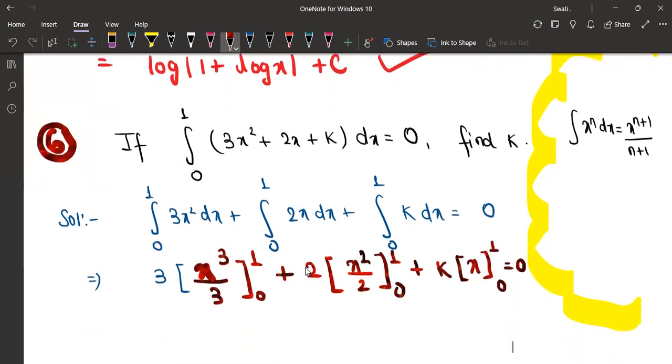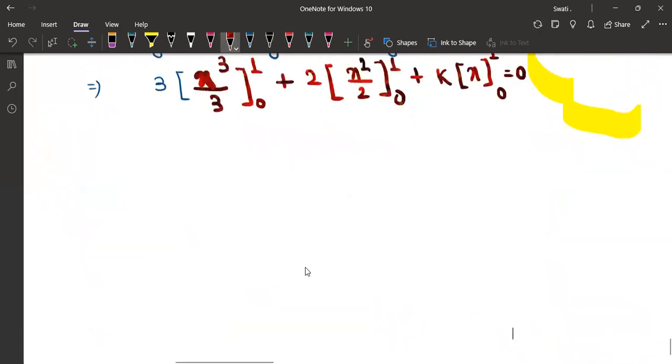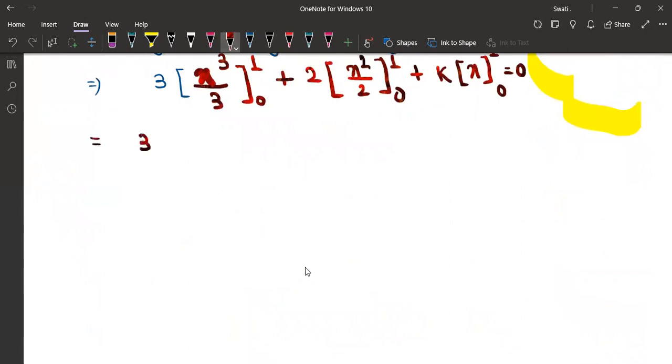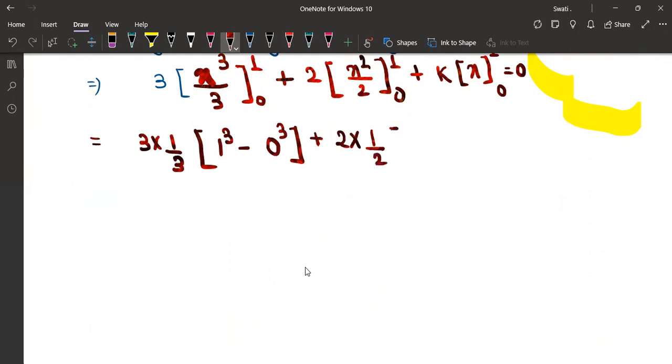Now we can simplify this further. First, I'll take all these constants outside the bracket, because that is not doing anything inside. So this 3 into 1 upon 3, and then if I put the value of limit, remember how do we put the value of limit? We put the upper limit first at the place of x. So it is 1 cube minus the lower limit, 0 cube, that is it. Here also I'll take 1 upon 2 outside, and here putting the upper limit, that is 1 square minus 0 square. And here also k, and putting the upper limit, that is 1, and then the lower limit, minus 0, is equal to 0.